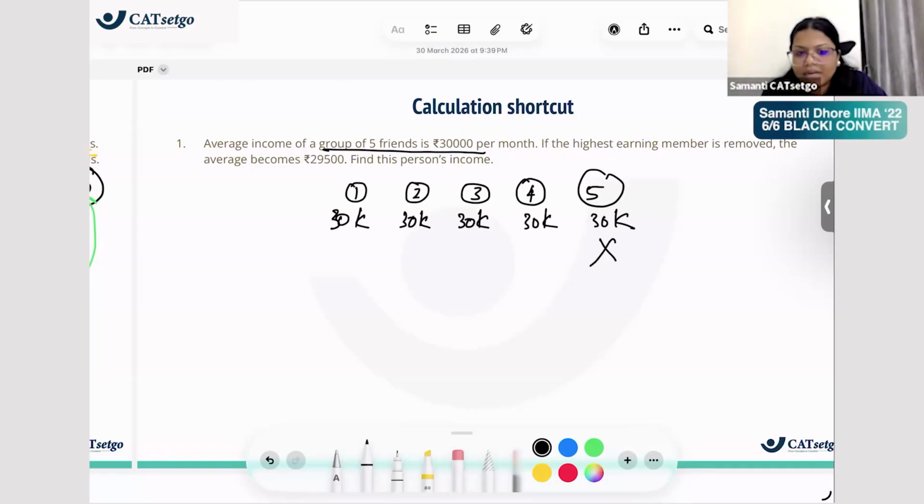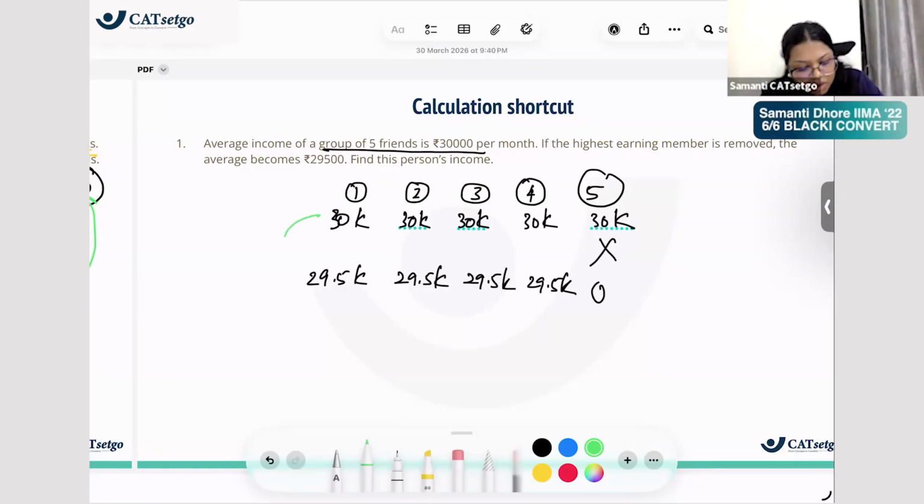So one person was removed. Let's say 5 was removed. So he became 0, and the other people became 29.5k, 29.5k. Right? So we have to register the change now. The change is minus 500. 500 reduced for how many people? 4 people. So how much is that? Minus 2,000 reduced. Plus minus 30,000 also removed.